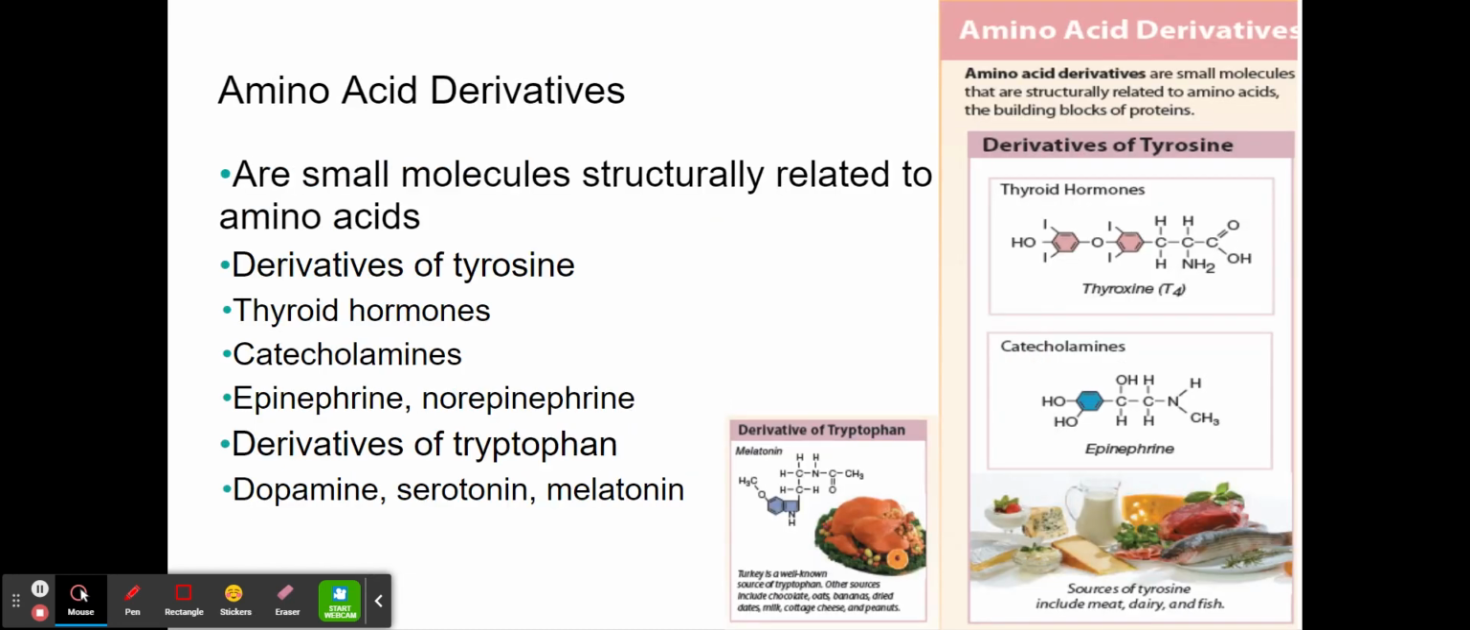Amino acid derivatives, sometimes known as biogenic amines, are relatively small molecules that are structurally related to amino acids, which are the building blocks of proteins. These hormones are synthesized from the amino acids tyrosine and tryptophan. Those made from tyrosine include thyroid hormones, which are produced by the thyroid gland, and the compounds epinephrine, norepinephrine, and dopamine, which are sometimes called catecholamines. The primary hormone made from tryptophan is melatonin, which is produced by the pineal gland.